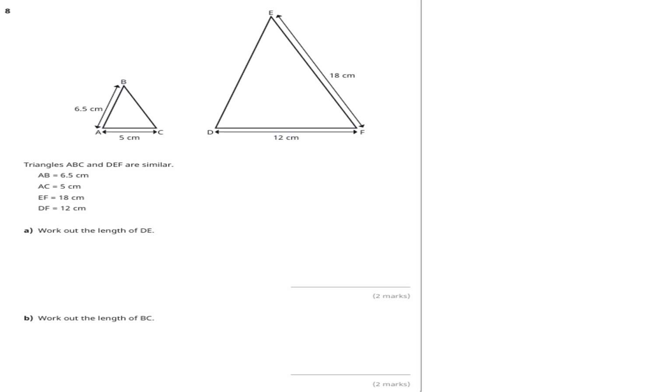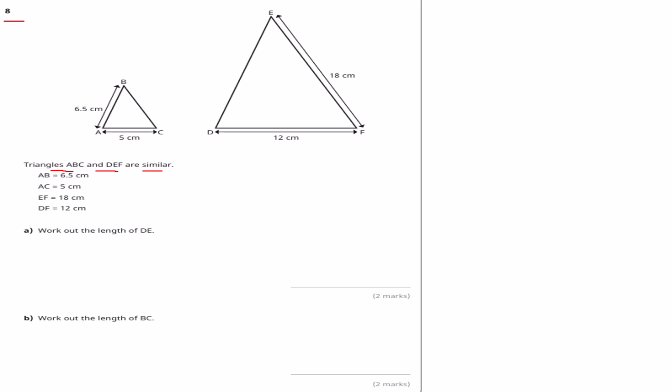GCSE 9-1 maths, going over similar shapes, for similar triangles, in hopefully 2 to 4 minutes. This is question 8 from a past exam paper, looking at similar shapes from a foundation tier. It's also applicable for higher tier students. We're told that triangles ABC and DEF are similar.